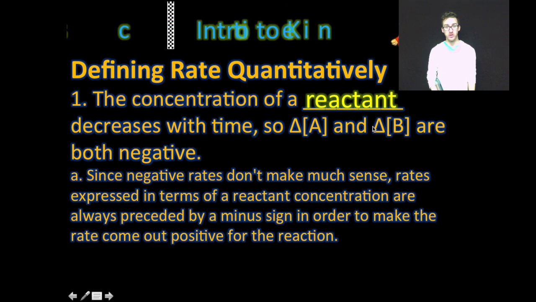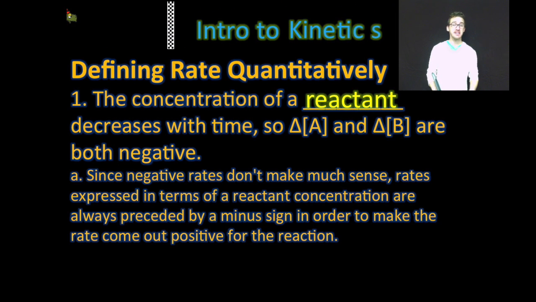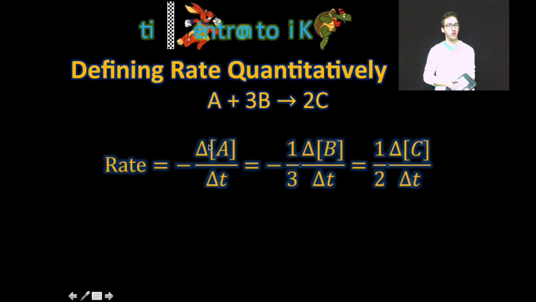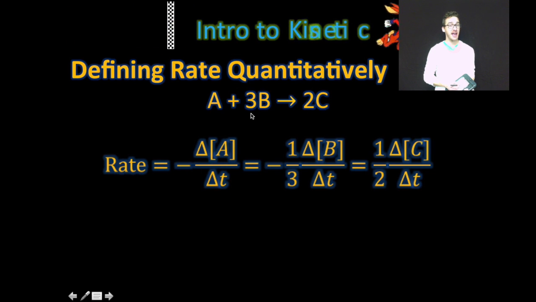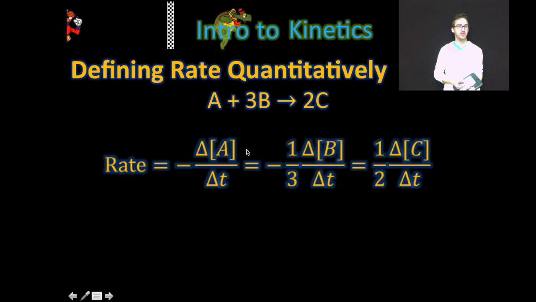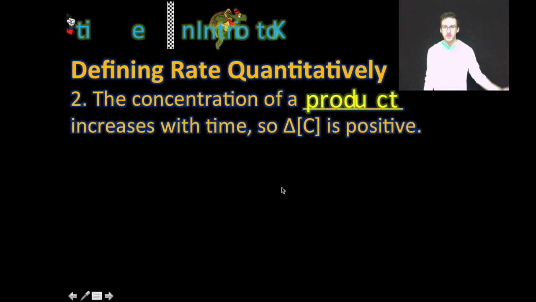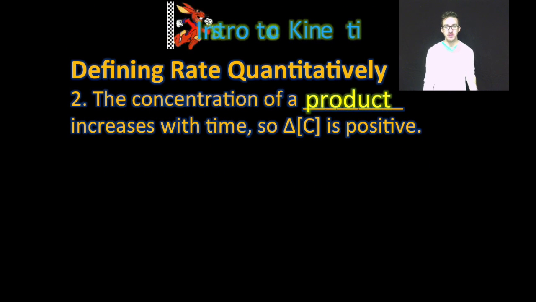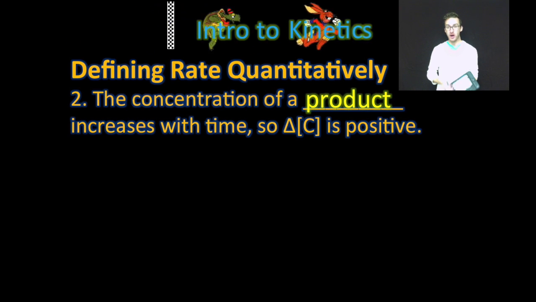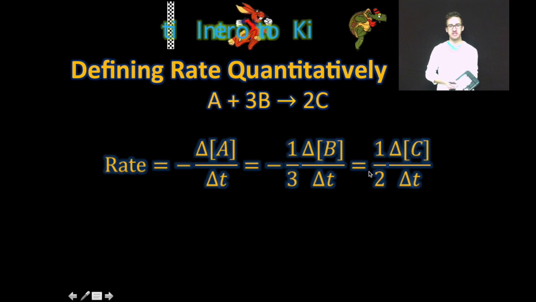It's also important to note that the concentration of a reactant decreases with time. So changes in concentration of your reactants are going to be negative. And because negative rates don't make a whole lot of sense, we throw a negative in front of our rate of reaction definition when we're doing it in terms of a reactant. So again, notice with this generalized reaction, for our reactants A and B, we've thrown a negative in front of there because our change in concentrations for those reactants are going to come out negative. And the concentration of a product increases with time, so change in concentration of your products is going to be positive. Boom. Notice no negative sign required here.